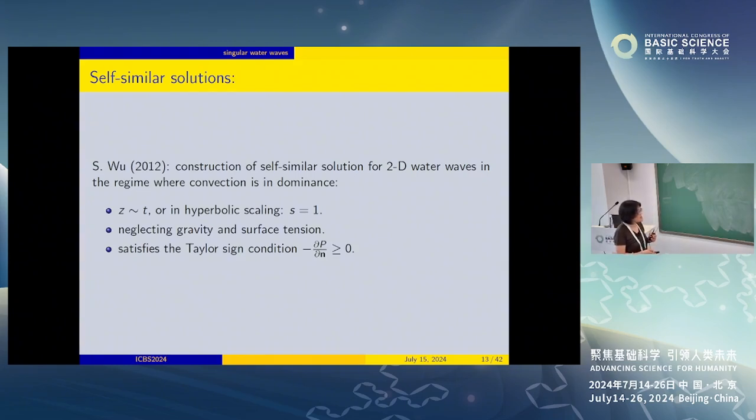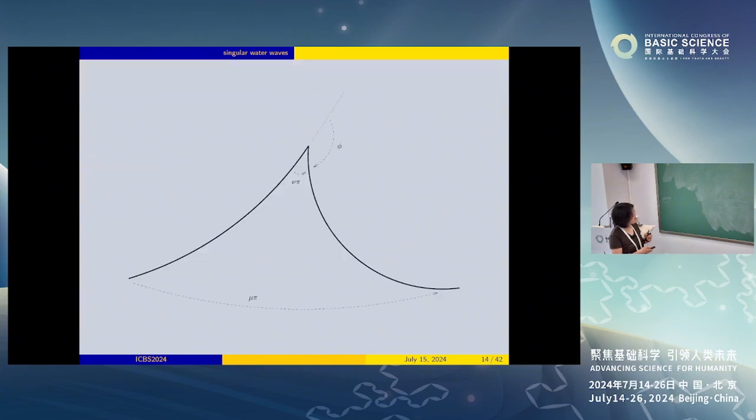But we have just seen that the strong Taylor-Sign condition is very important, because otherwise the bubble forms, the problem is ill-posed and unstable, and you're not going to see anything. So we assume the Taylor-Sign condition holds for the solution we find. So neglect gravity and surface tension, and plug in this ansatz. It's very simple. You just plug into the Euler equation with a free boundary.